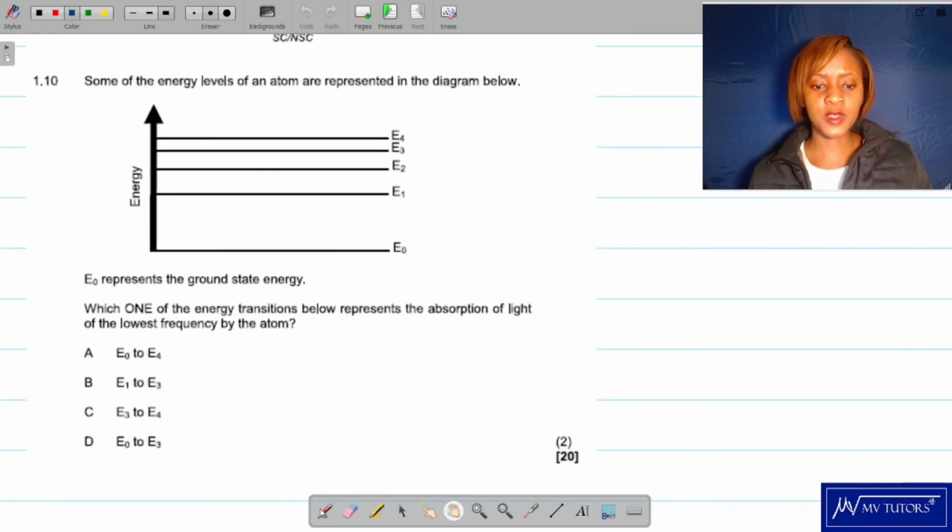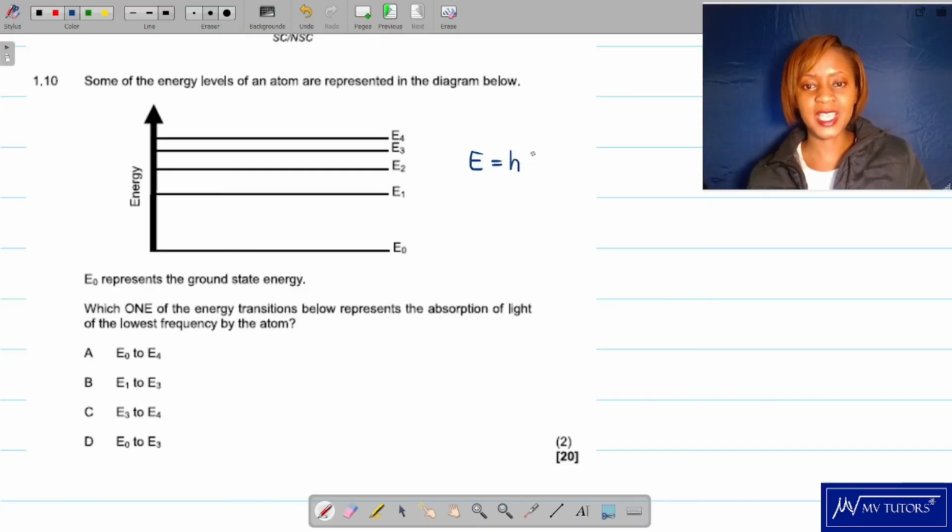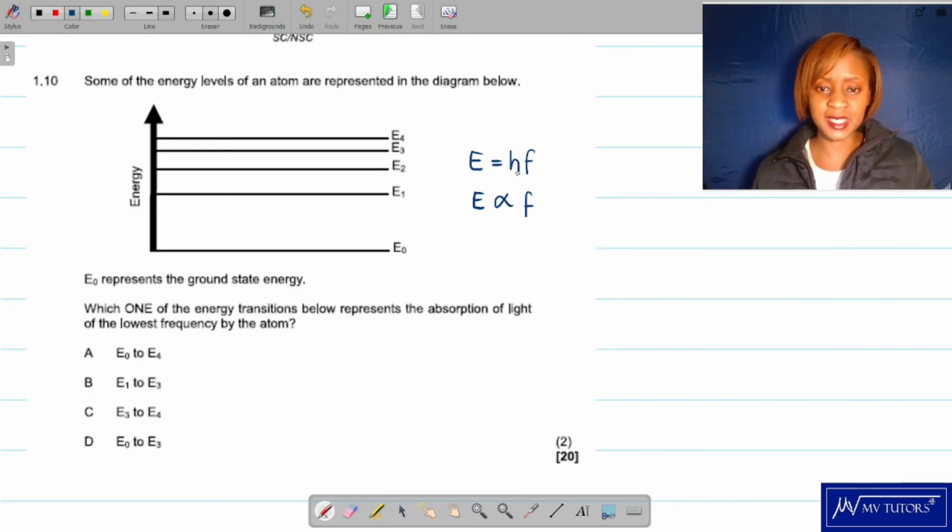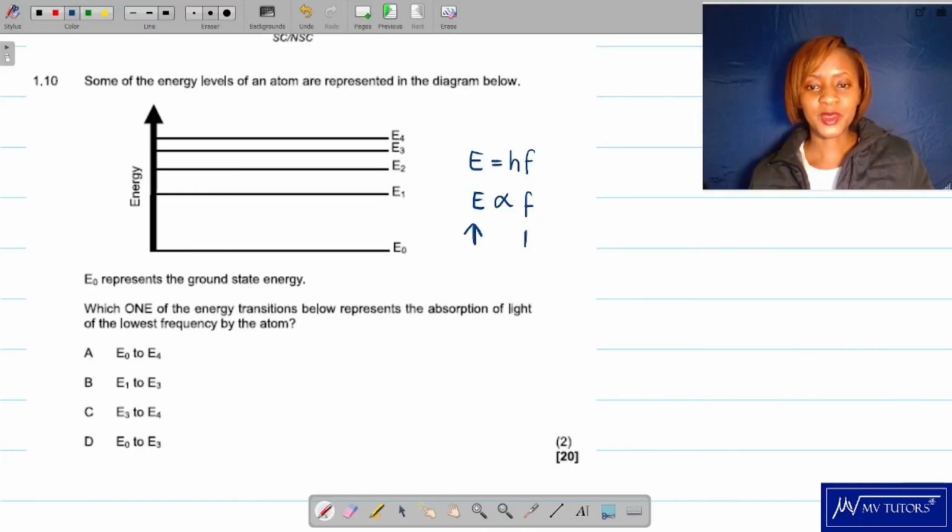Okay, so if you know the equation, we have this equation, I hope I recall, E is equal to hf, where h is Planck's constant. From this we can deduce that E is directly proportional to f, the frequency, h being Planck's constant. It's a constant that's given in your formula sheet. So if you increase the energy, your frequency will increase.